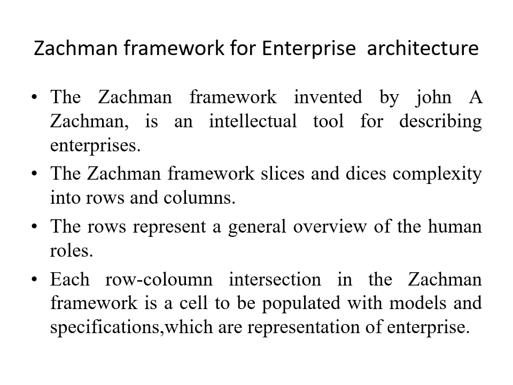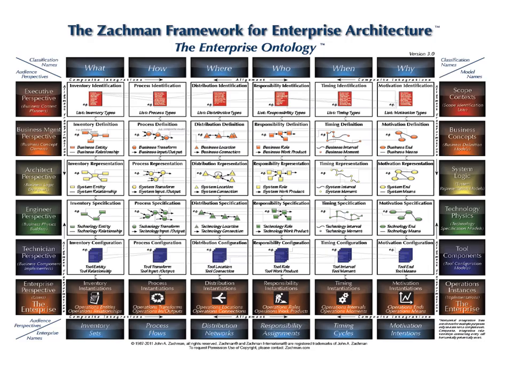The rows represent human roles, meaning the rows will tell about the overview of human roles. Each row-column intersection in the Zachman framework is a cell to be populated with models and specifications, which are representations of enterprises, meaning representations of a project. So this is the Zachman framework for enterprise architecture.